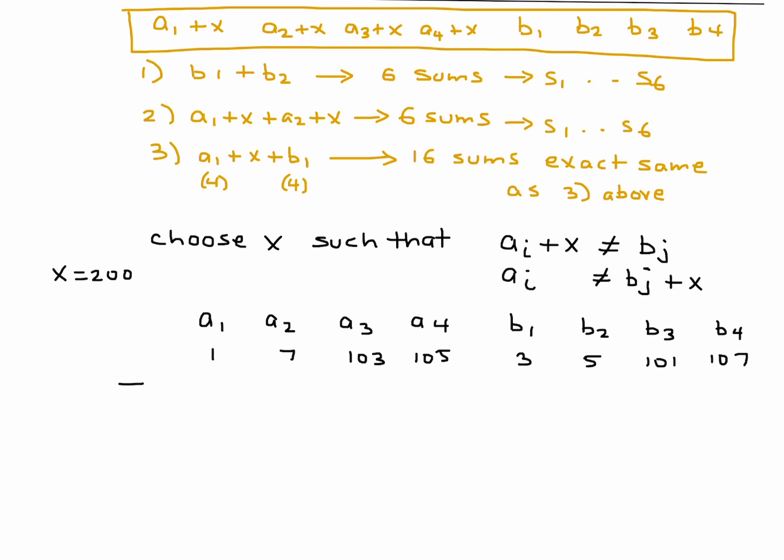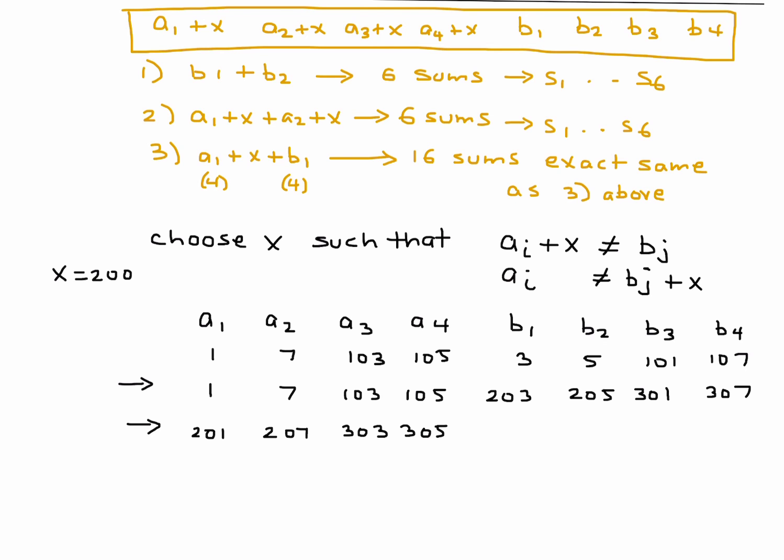So first let's add it to my list number 1. This is going to be the same, but that X will be added to each of those B's. So this will be 203, 205, 301, and 307. And then list number 2, I'm adding X to the A's. So this is going to be 201, 207, 303, and 305. And the B's are 3, 5, 101, and 107.